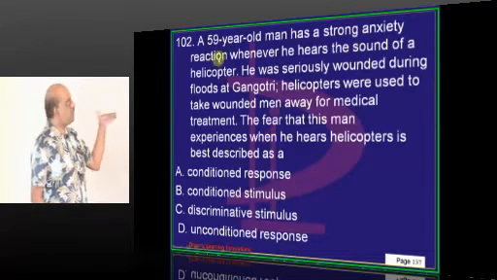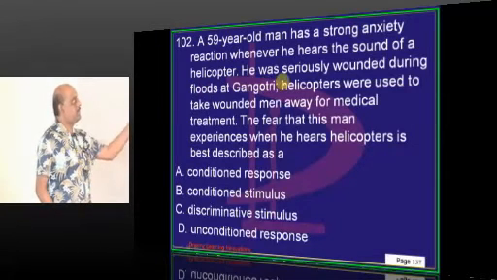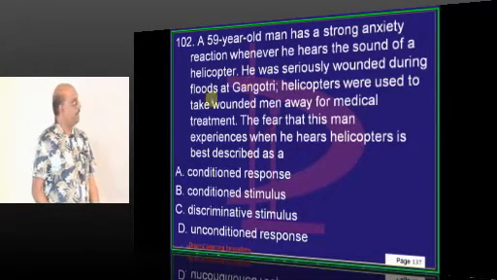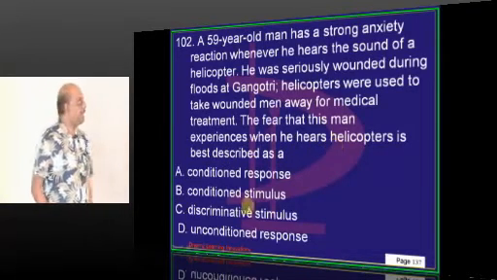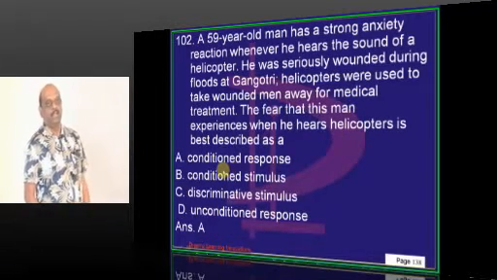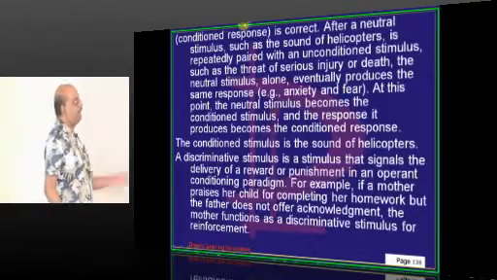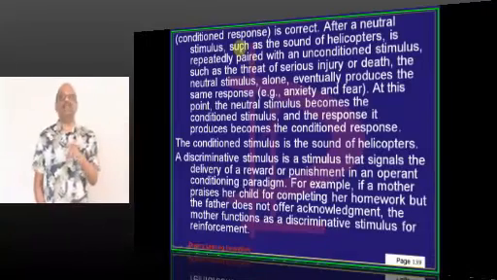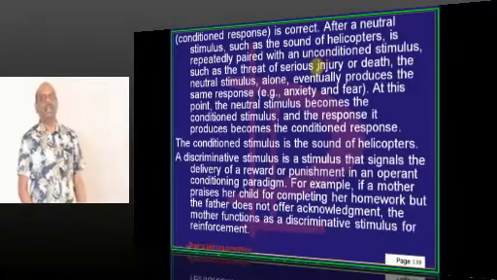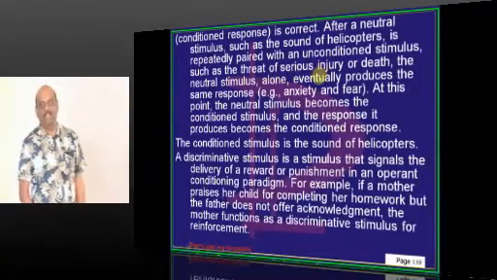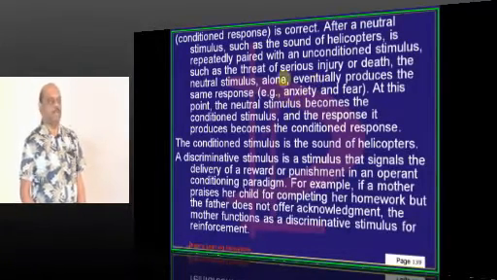Now, a 59-year-old has a strong anxiety reaction whenever he hears the sound of a helicopter, because he was seriously wounded during the floods of Gangotri. The fear that this man experiences when he hears the helicopter sound is basically called what? Conditioned response is what you have to remember. Every time a neutral stimulus like the sound of a helicopter is paired with an unconditioned stimulus such as the threat of death, then every time that sound comes, the threat of death will keep coming, is what you need to remember.